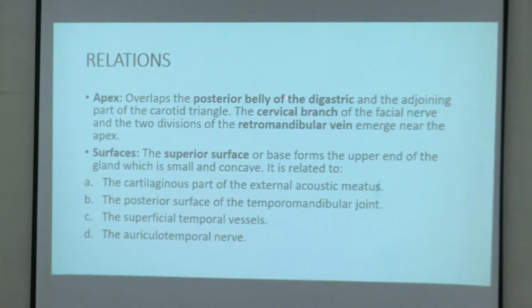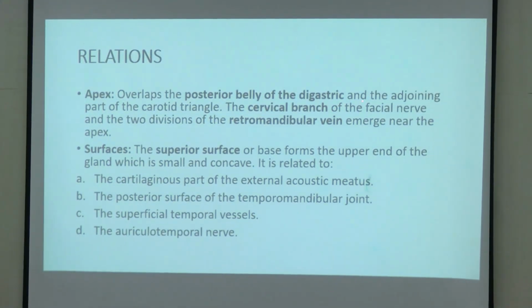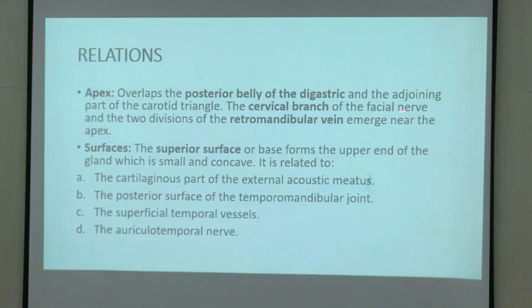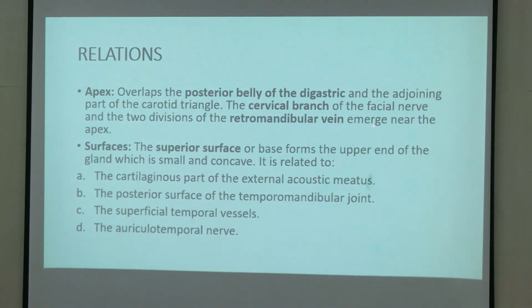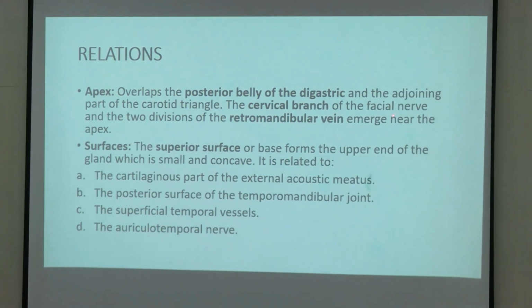Any doubts in this diagram? Okay. Apex, it overlaps with the posterior belly of the digastric muscle and it is also related to the cervical branch of the facial nerve and to the two divisions of your retromandibular vein. The two divisions of your retromandibular vein are anterior division and posterior division.